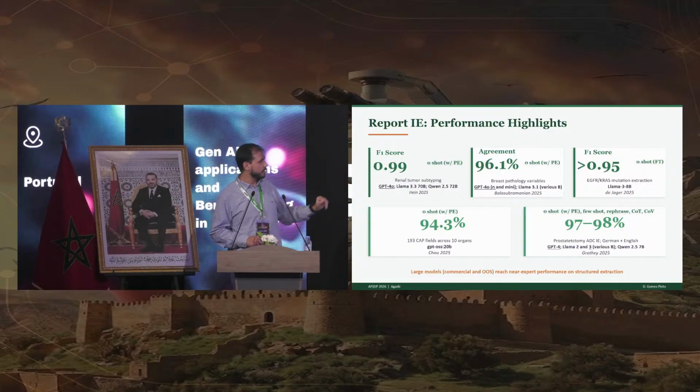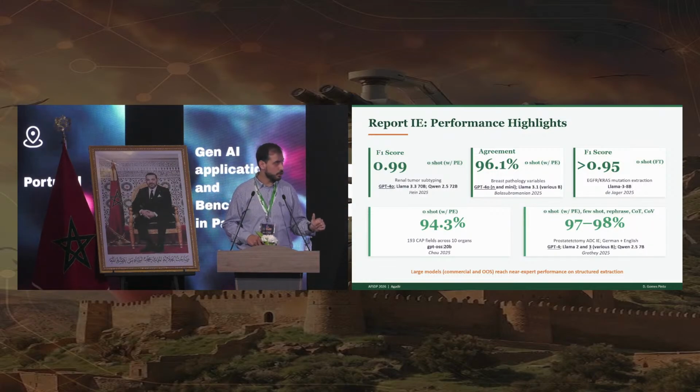This is replicated, with a slightly larger open source model, by the next publication, which was able to extract information from 193 CAP fields across 10 organ systems. And also the last from Grothey, who achieved an accuracy between 97 and 98% using a zero-shot strategy with prompt engineering for GPT-4 and also Llama 3. They were nearly indistinguishable. So open source models are also prominent here.